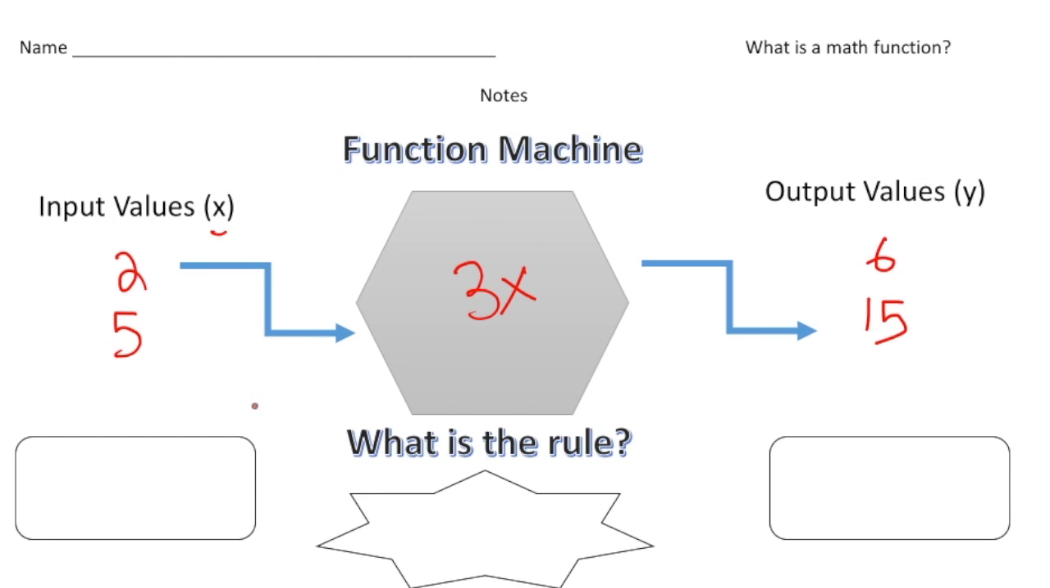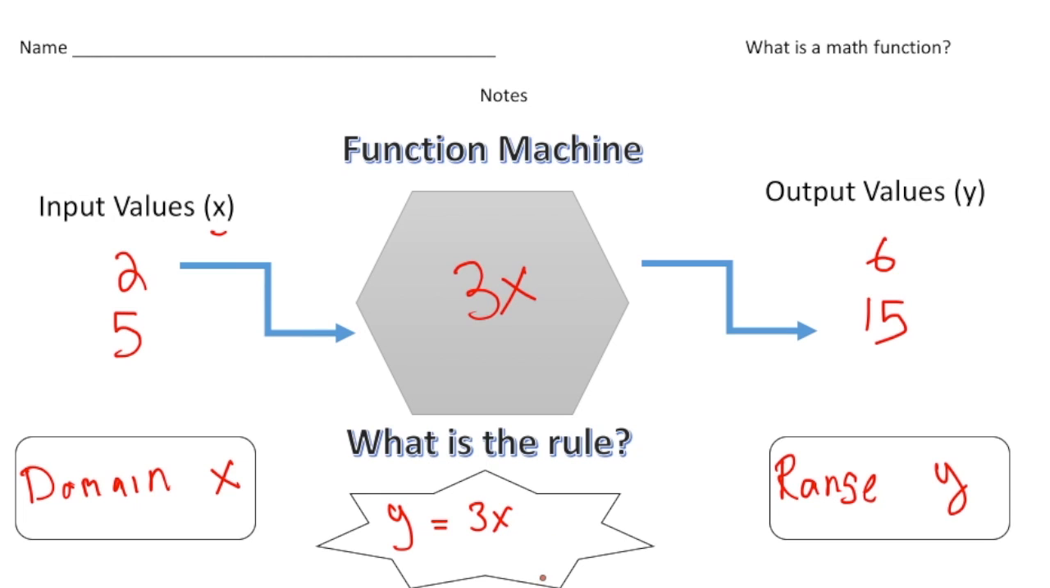Now, a little bit of vocabulary we need to go over. All the values that go into the machine, the inputs, are called the domain values, and those are the x values. All the numbers that pop out of the machine are called the range, which is also the y values. The rule, again, is 3 times. So to get the y value, we take the x value and multiply it by 3.